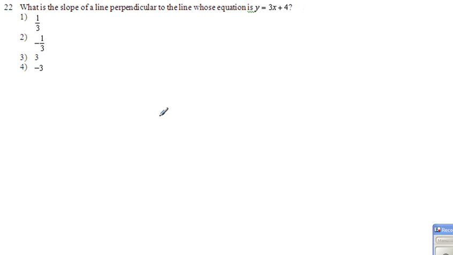Alright, what is the slope of the line perpendicular? So perpendicular means the slope is the negative reciprocal. So we have 3, so negative, that means one of these two. Reciprocal, that means choice 2.